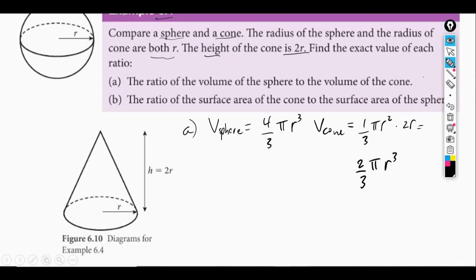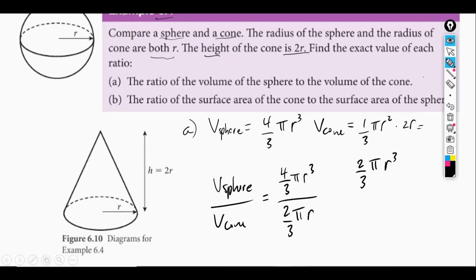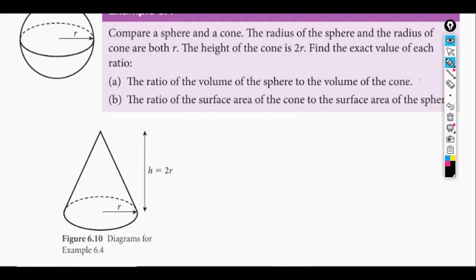So since they want us to find the ratio of the volume of the sphere to the volume of the cone, then what we have to do is divide. So 4/3 pi r cubed divided by 2/3 pi r cubed, and this obviously will give us 2. So that means that the ratio of the volume of the sphere to the volume of the cone is 2:1. Okay, so I'm going to erase this, and we're going to do part B.